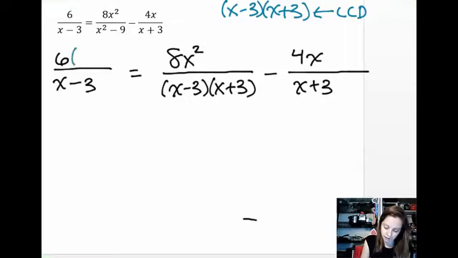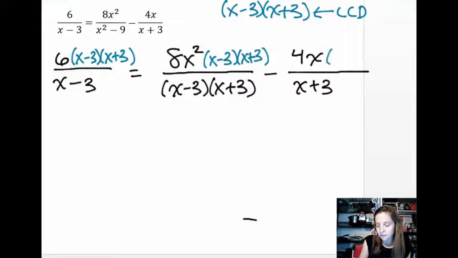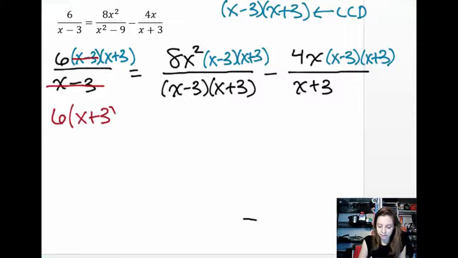Okay, so now I'll bring x minus 3 times x plus 3, x minus 3 times x plus 3. I'm keeping the equation in balance because I'm multiplying every term by the same expression. x minus 3 times x plus 3. And now I can divide out common factors for each rational. x minus 3, x minus 3. So I'm left with 6 times x plus 3.